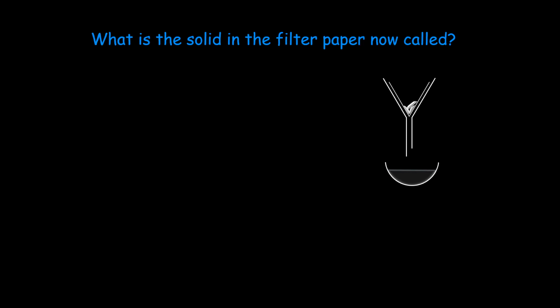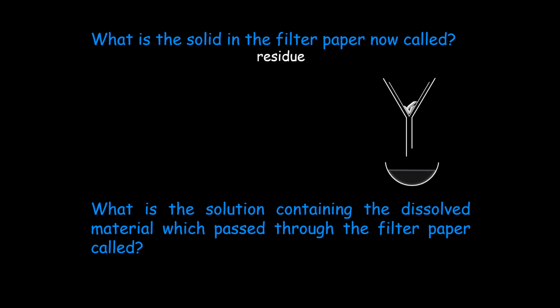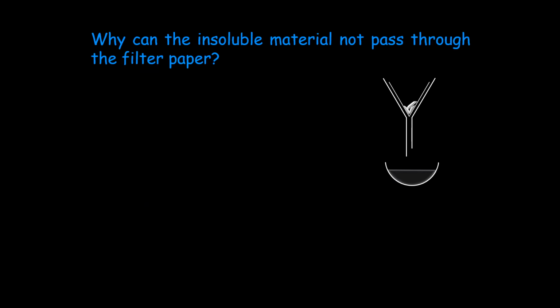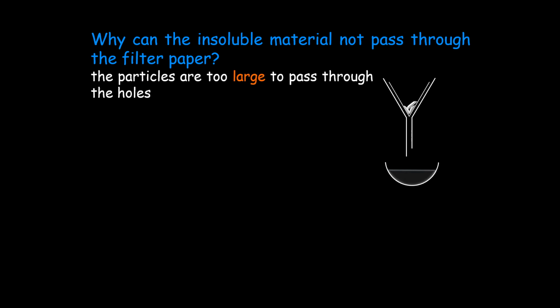Now the solid in the filter paper is called the residue, and the solution which passes through the filter paper is called the filtrate. The particles are too large to pass through the tiny holes in the filter paper.